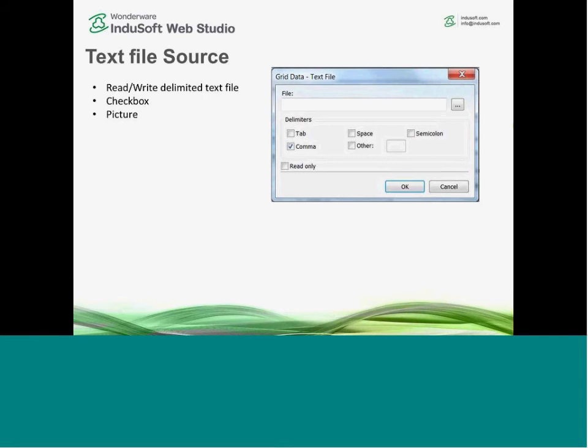So the text data source is going to be the first thing that I'm going to do, and we're going to use this to read and write a delimited text file. The reason I called this a delimited text file instead of a CSV is because you have a choice when you configure this. You get to choose, is it comma separated, is it tab separated, space, semicolon, or other, where you can put your own character in here, or combinations, is it comma and space, etc. It's not only CSV, you get to choose your delimiter. And there's also a couple of other options for checkbox and picture, which I'll show you here in a minute.